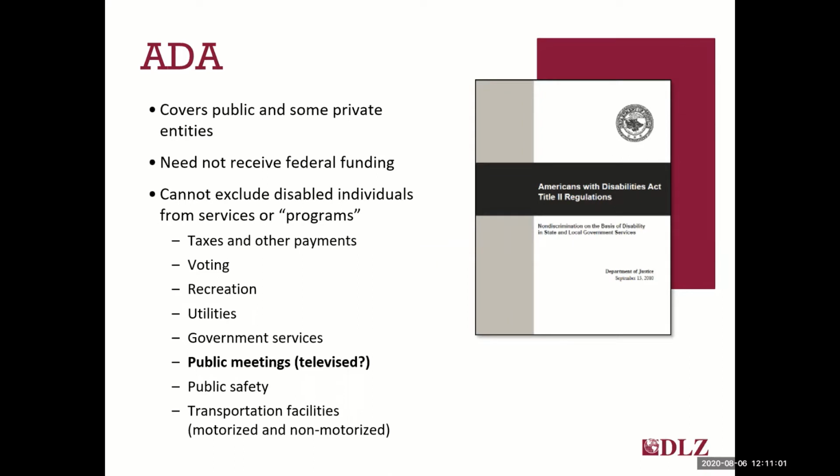ADA also covers many or most private entities, things like hotels, motels, social service centers, medical care facilities, retailers, and others. The ADA does not require that a covered entity receive federal funds to be regulated.